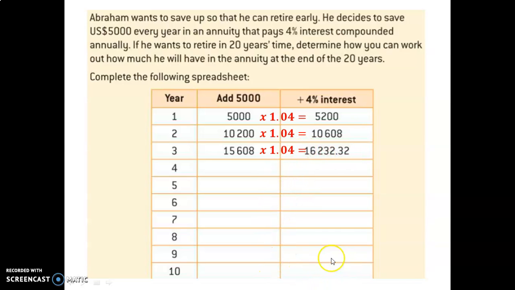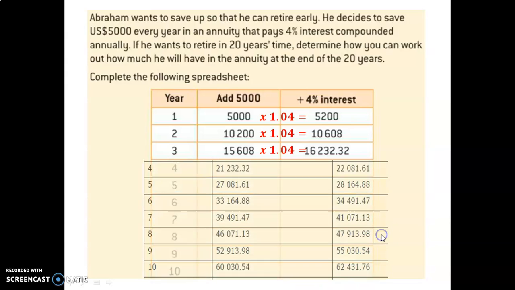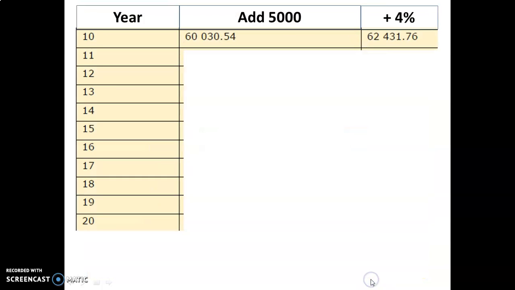And let's see. How much does he have in 10 years? Let's see what he has. Check your work here. Did you get this number? I hope so. Okay, now let's take a look.